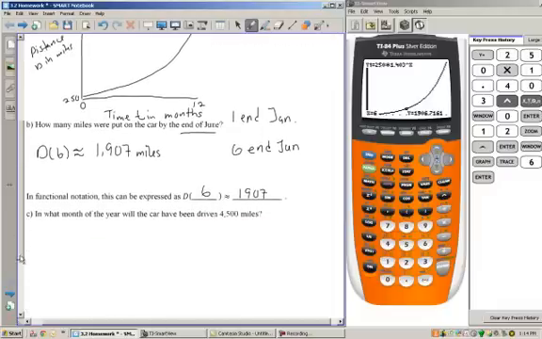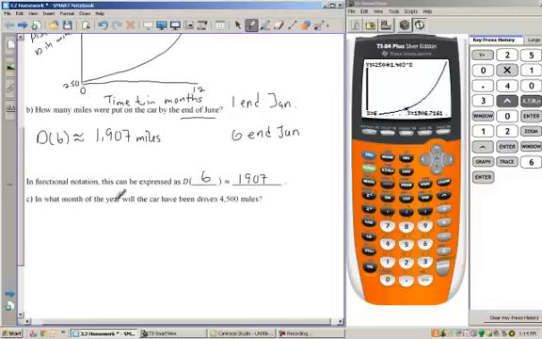On part C, it says in what month of the year will the car have been driven 4,500 miles. So this is not input, right? Input is time. This is output. So this is d stuff. So the idea is plug in for the output. So 4,500.